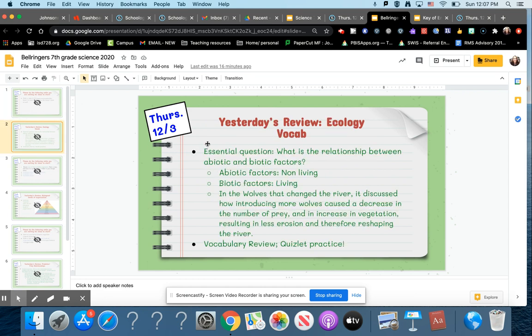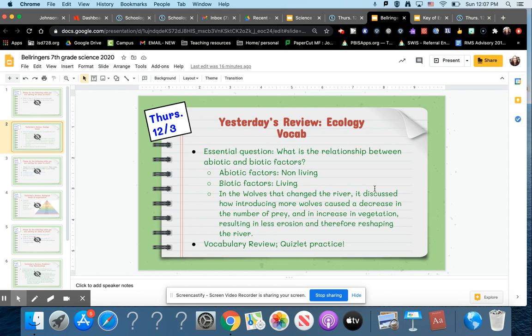A quick review of yesterday's activity. We did some ecology vocabulary, which in just a minute we are going to review with a Quizlet. And then our essential question was, what is the relationship between abiotic and biotic factors? So we know the word abiotic means non-living, and the word biotic means living. An example of this is in the Wolves That Changed the River video.